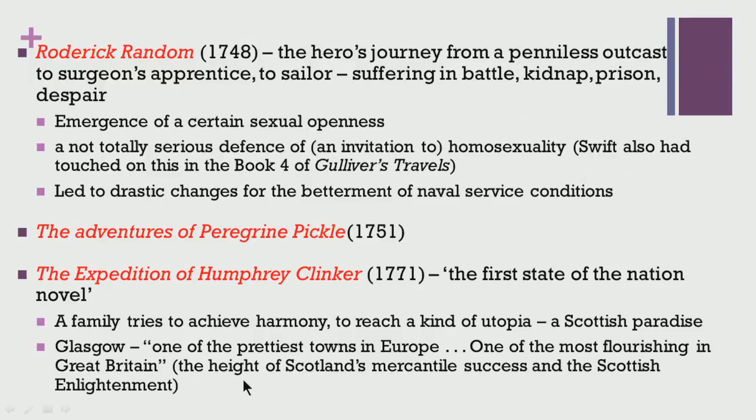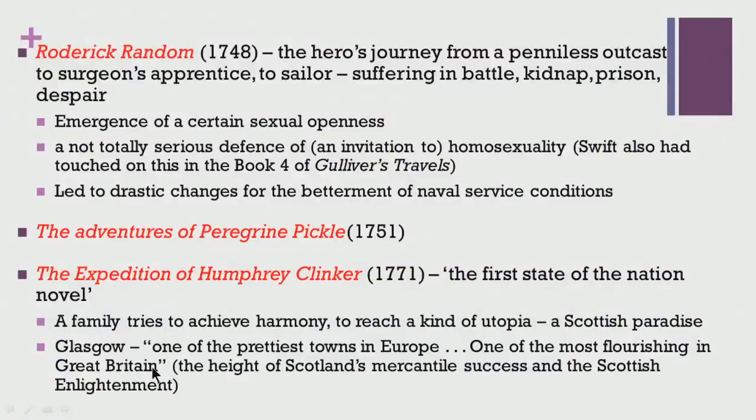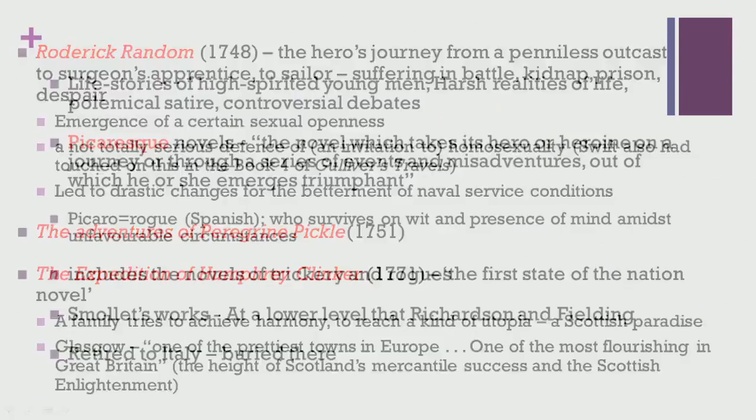And in this work, we also see this ongoing tussle between England and Scotland. We also see that Smollett is one of many Scottish writers who try to leave a lasting imprint on English writing, but by also including a detailed portrayal of life, manners, geography, and everything about Scotland. In The Expedition of Humphrey Clinker, there is a detailed description of Scotland, and the reference to Glasgow is very interesting. Glasgow is introduced as one of the prettiest towns in Europe, one of the most flourishing in Great Britain. This also reflects upon the heights that Scotland's mercantile activities had achieved then, and is a very pointed reference to the events of the Scottish Enlightenment.